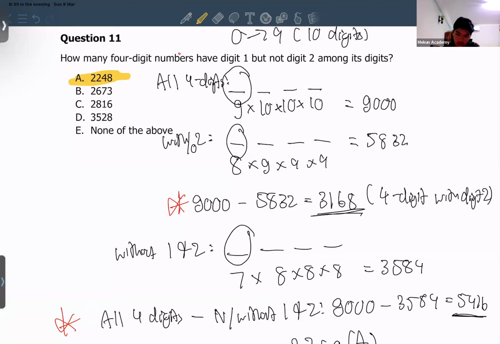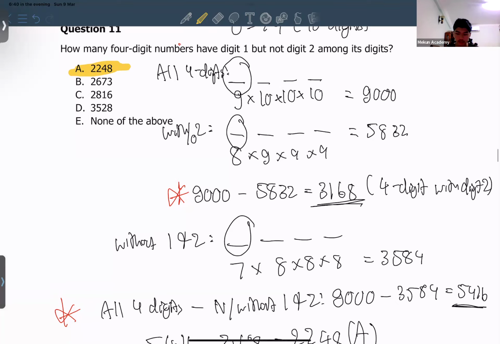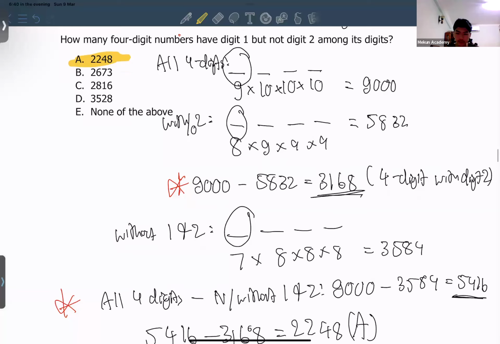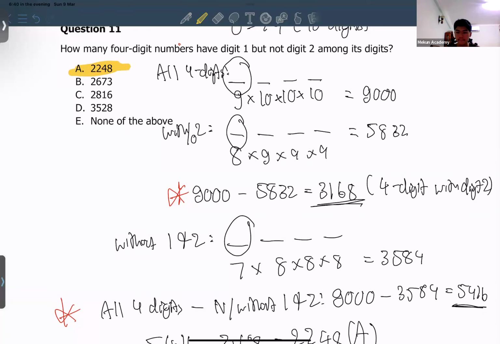Okay, so the number of possible 4-digit numbers is not 9,999 because you do not count the numbers 1 to 999. This is only 4-digit numbers. So the total is 9,000 without the hundreds, the tens and the ones. So there's a total of 9,000. So is there any questions? Please, you can put it in the chat.